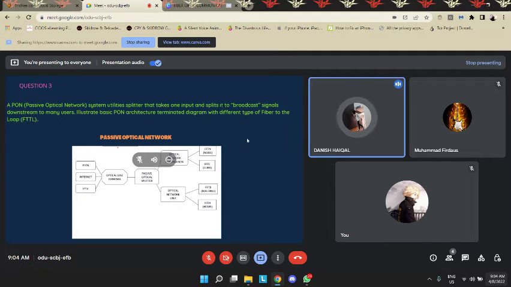So for the third question, a PON system utilizes a splitter that takes one input and splits into broadcast signals downstream to many users. Illustrate a basic PON architecture diagram with different types of fiber to the loop, FTTx.